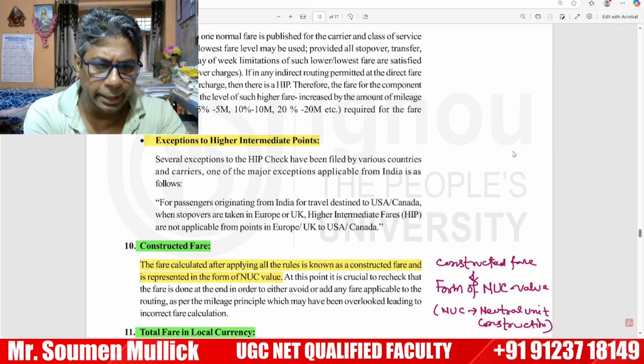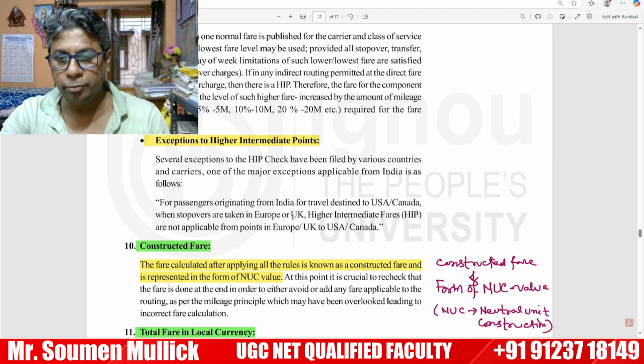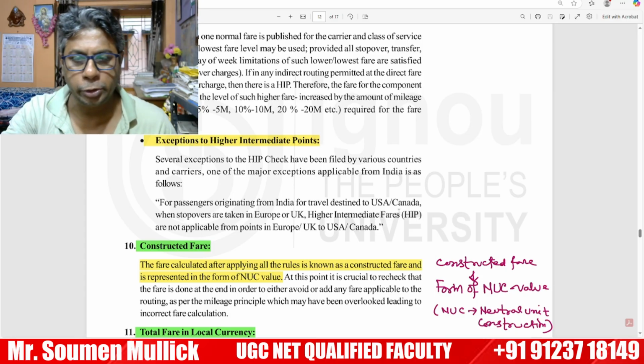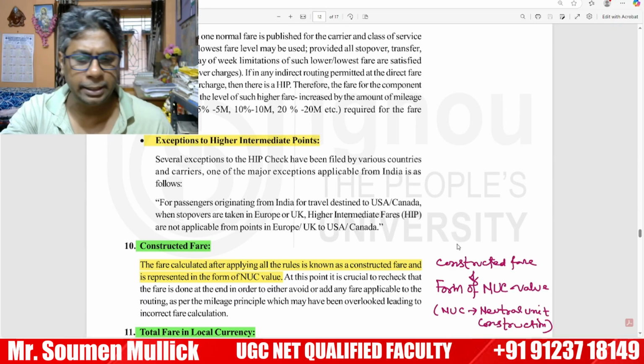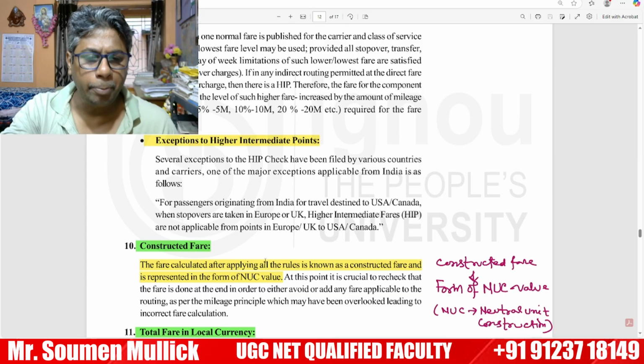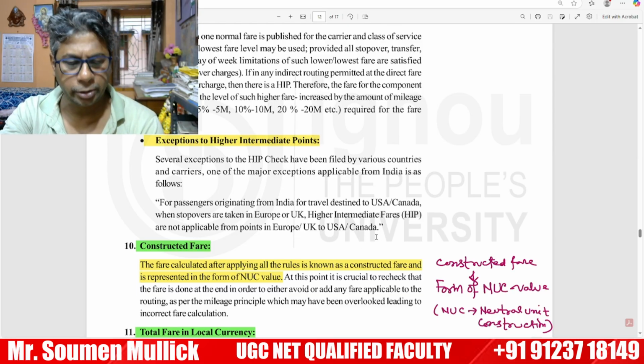In the case of India, for a passenger originating from India for travel destination to US and Canada, when stopovers are taken in Europe or UK, higher intermediary fare is not applicable from the point of Europe, UK to Asia and Canada.